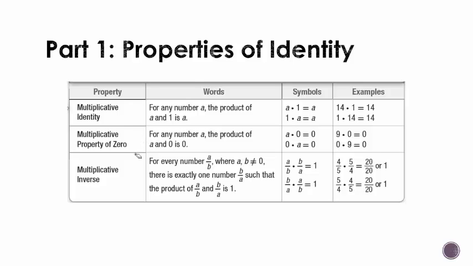So here's all of those in a nice pretty table. The multiplicative identity is 1. The multiplicative inverse is the reciprocal, so it has them flipped around. And the multiplicative property of 0 says that if you multiply 0 by any number, you get 0.